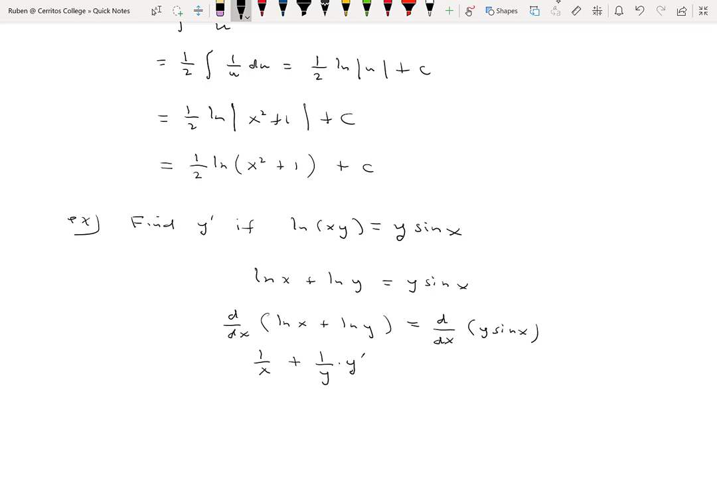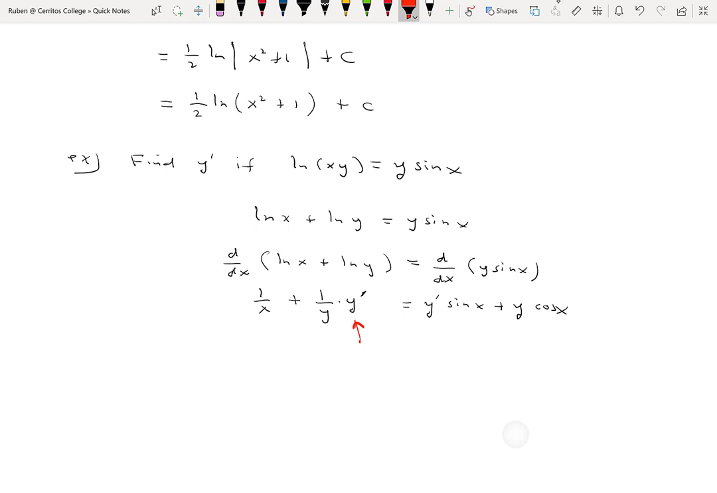Okay. Then for the right-hand side, we can't just factor out that sine of x or distribute the logarithm in here, the differentiation in here. So we need to use the product rule. The product rule says the derivative of the product y times sine of x is the derivative of the first, y prime, times the second, plus the first one, left alone, y times the derivative of sine, which is cosine x. Now we got a mess. We have an equation that has our goal of y prime on both sides. So we need to solve for y prime.